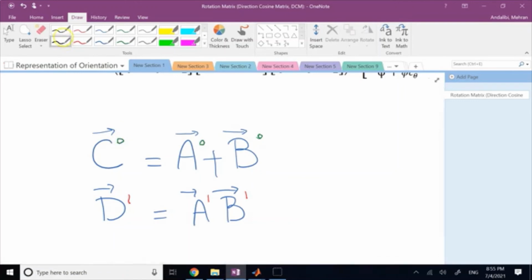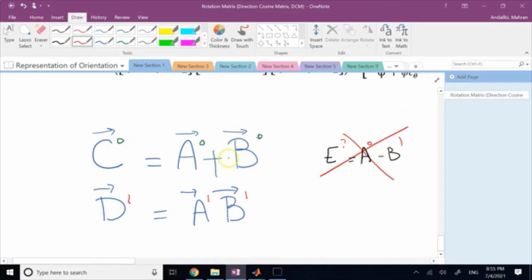I can never do something like this, where this is frame 1, this is frame 0, and this is frame whatever. Okay, this is not workable. You can only add things that are written in the same frame.